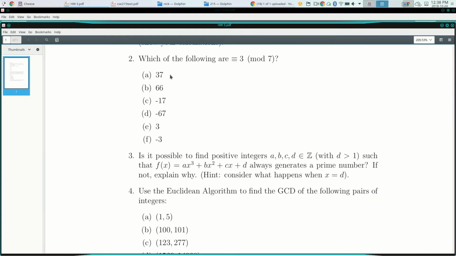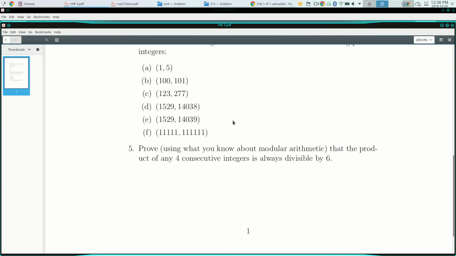All right, Euclidean algorithm. So any issues with this? You did a bunch of these on the board last week. A lot of them equaled 1. Like 100 and 101, I'm guessing. And 1 in 5.